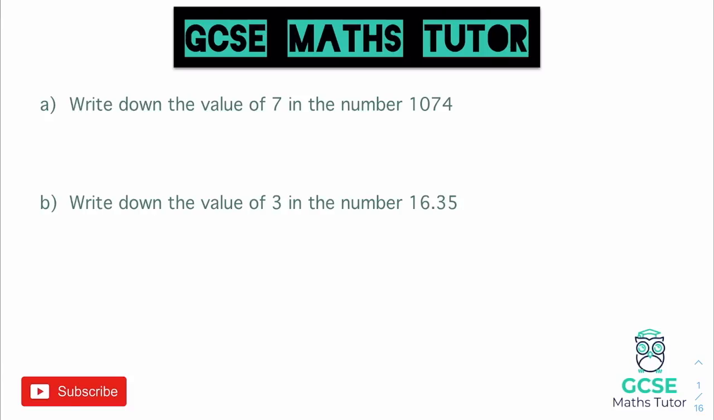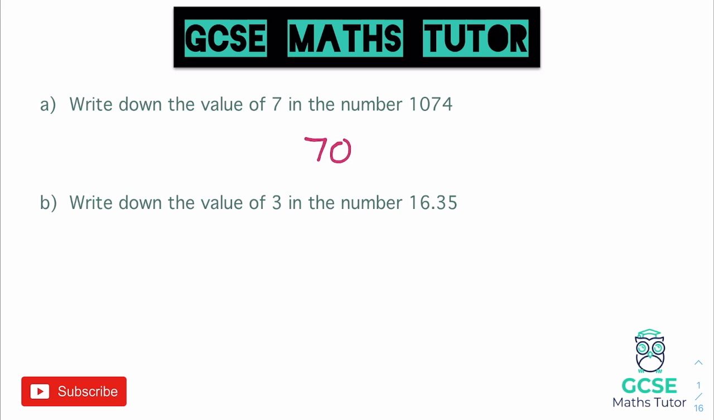Okay, so looking at place value. In this question, to start with, it says write down the value of 7 in the number 1074. Normally as you say the number, you'll see that I say 74. So the value of that 7 is 70. So we'll just write 70, and that would be the answer for that question.